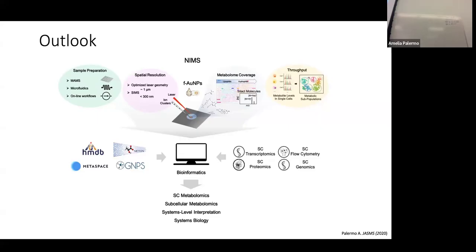So that's also another field that has very interesting updates. And of course, combined with flow cytometry experiments that are at the single cell level. And so there are many options. This all enables single cell metabolomic subcellular measurements.